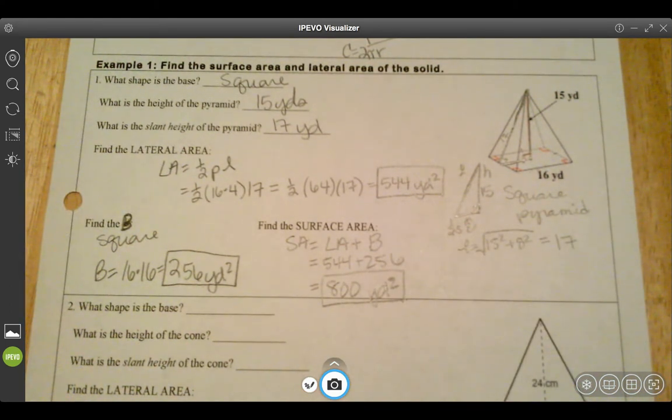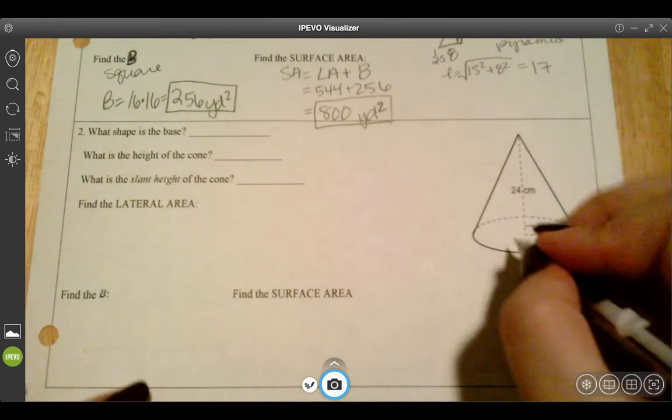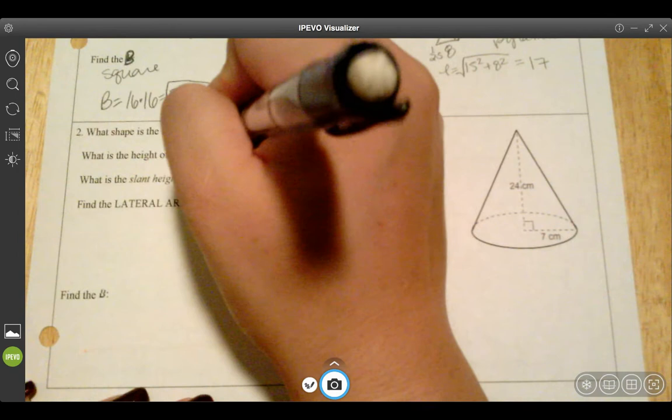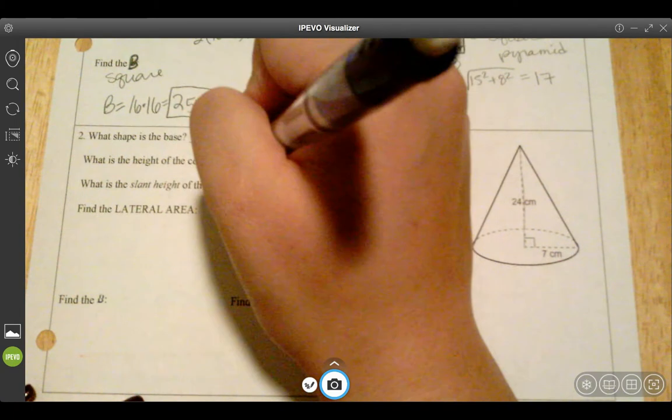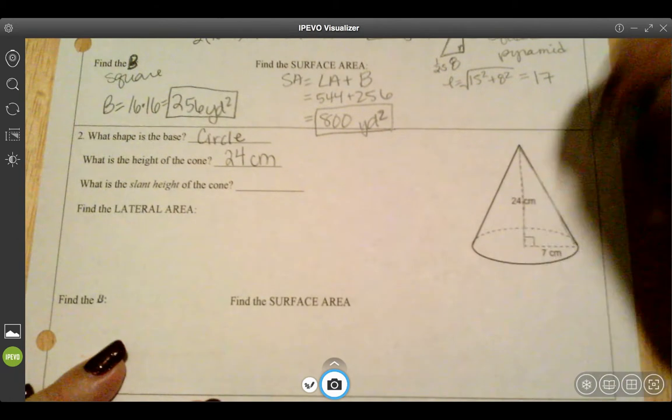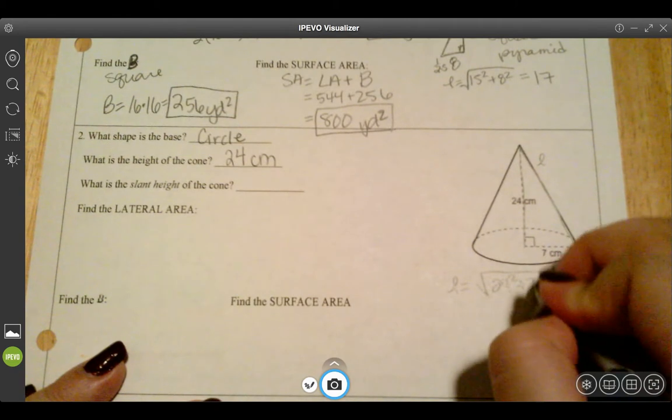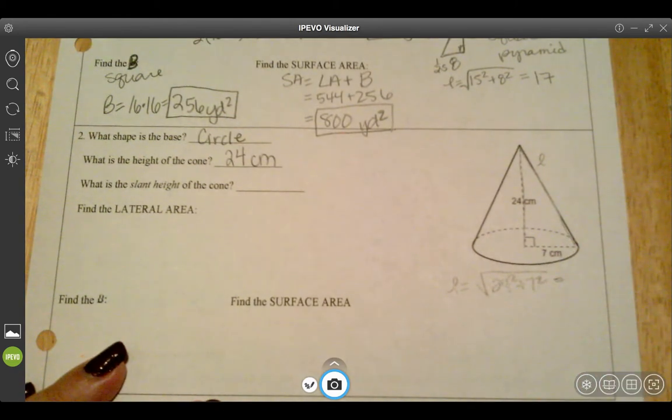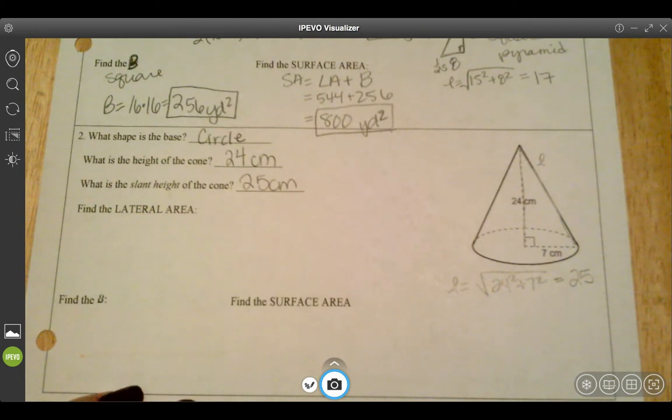Okay, let's take a look at our next one. Now this one is, again, a pyramid, but it's a circular pyramid, so we call it a cone. My base here is a circle. What is the height? The height goes straight down, so that is 24 centimeters. The slant height we're going to need to calculate. The slant height is the square root of 24 squared plus 7 squared. Into the calculator, and we get 25 centimeters. Again, just using the Pythagorean theorem.